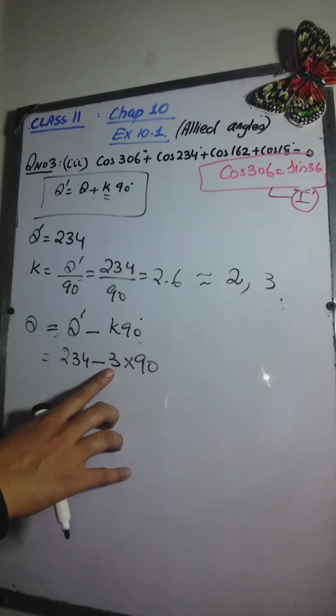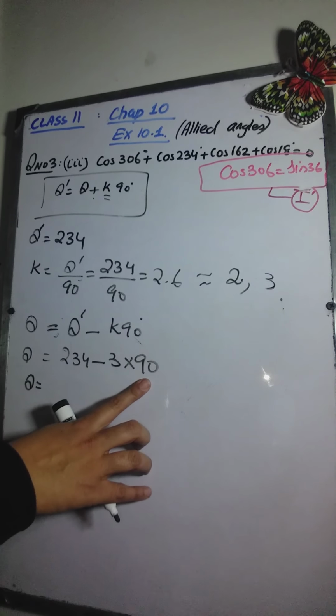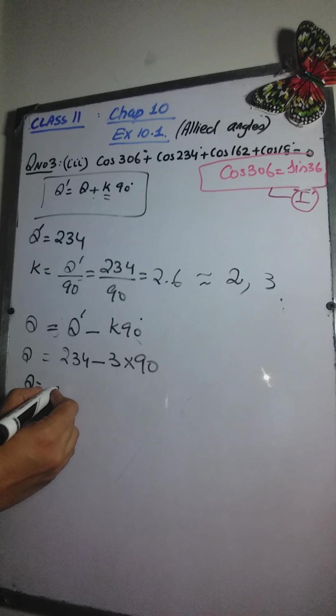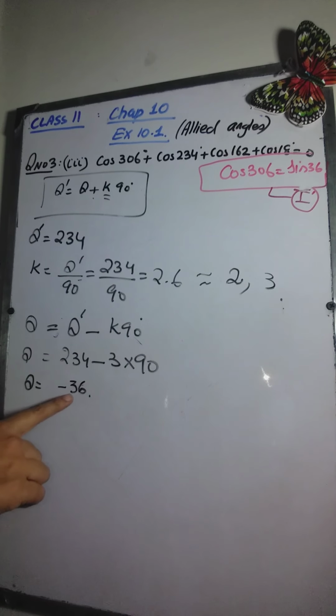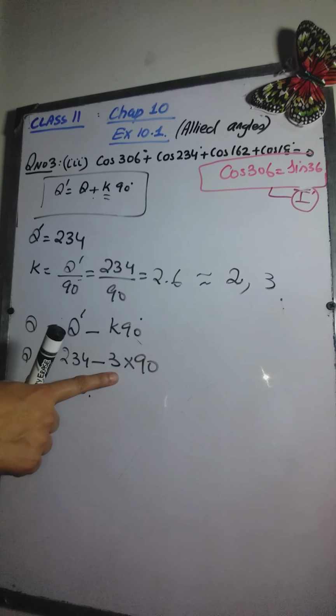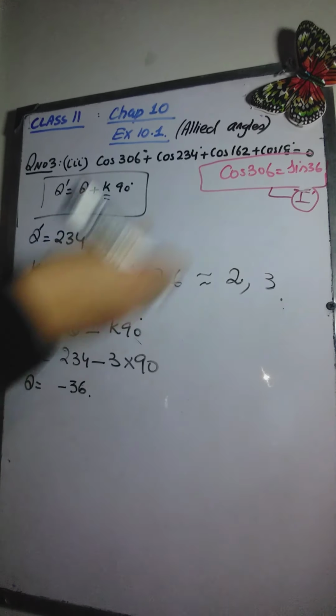Now if I take k is equal to 3, then theta comes out to be equal to 234 minus 3 times 90, which will be equal to negative 36. So as you may see, we have obtained the same angle. So it's better to take k is equal to 3 than to take k is equal to 2, because we are getting the same angles.